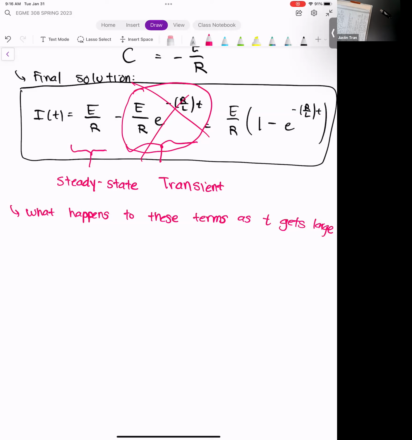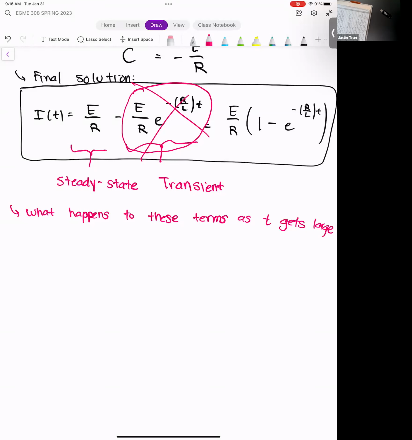Let's look at the other term. The other term is just E over R, just a constant. When t gets large, E over R is just doing the same thing. It doesn't depend on t. So even when time goes to infinity, that battery is still going to provide the same solution. Even though t gets large, the steady state term is still going to persist.